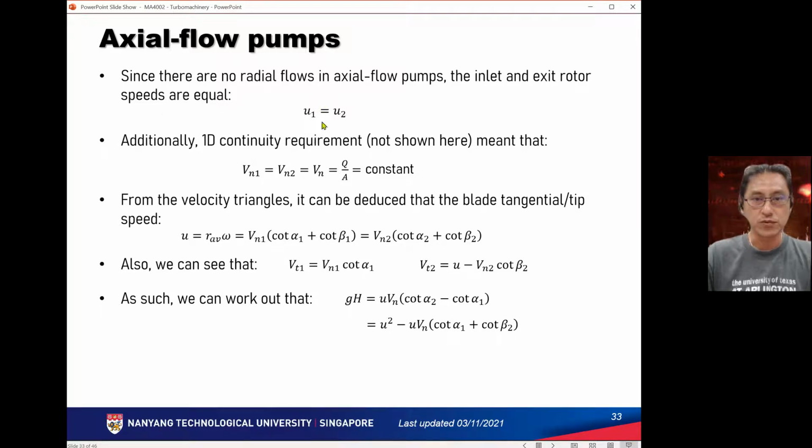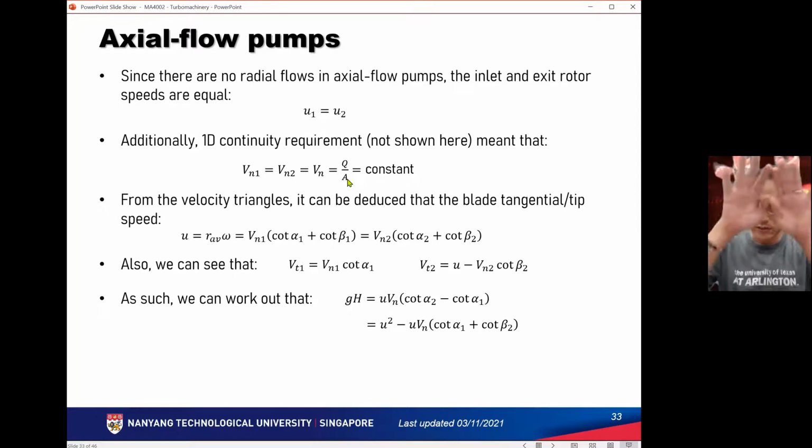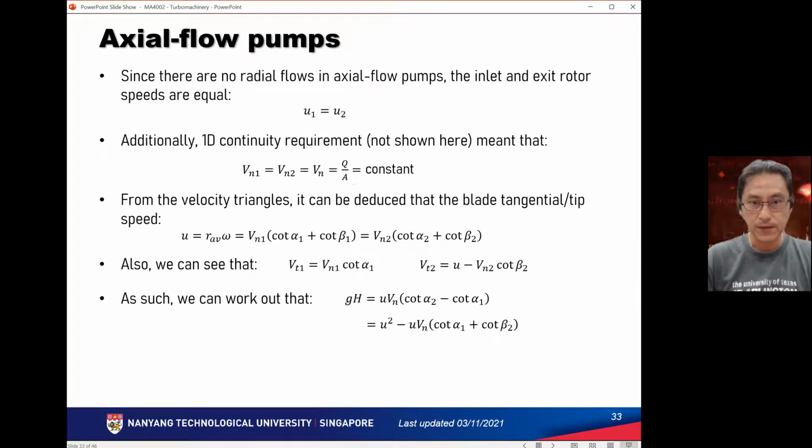All right, so that means U1 is actually equal to U2. And if you think about it, since we assume there's a 1D flow and 1D continuity requirement meant that Vn1, the normal component of V at the inlet, must be equal to Vn2, the normal component of the velocity at the blade exit. Since they are similar, we can just write them as a common Vn. And this Vn is nothing but the flow rate that's going into the actual pump divided by the cross section of the actual pump. And this is a constant for that particular scenario.